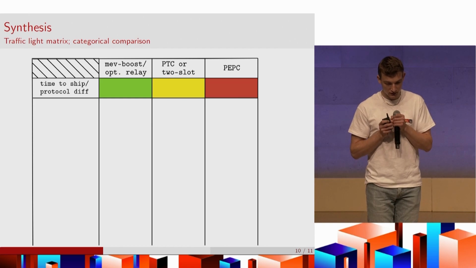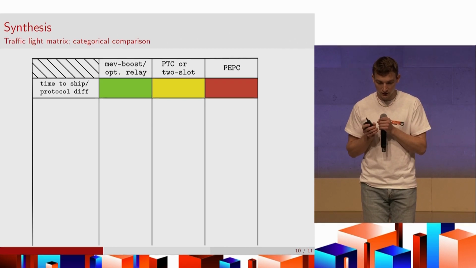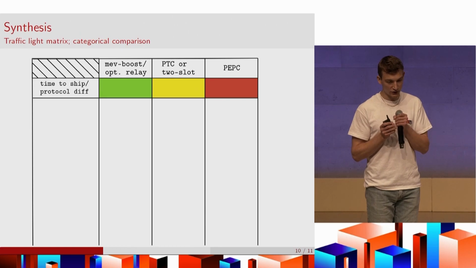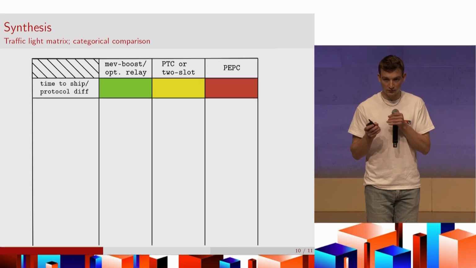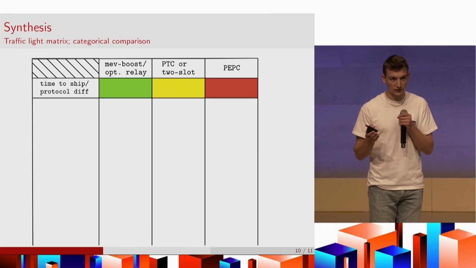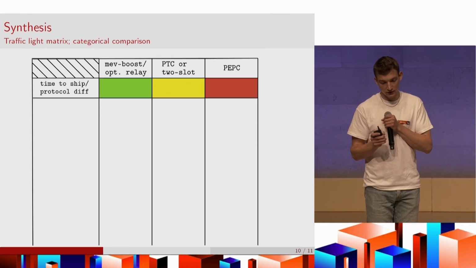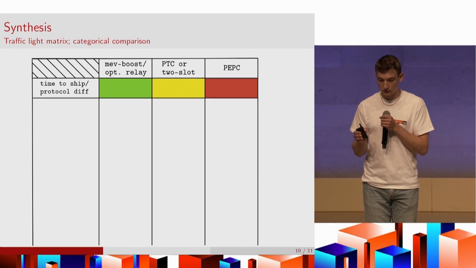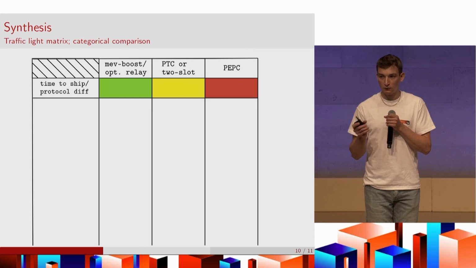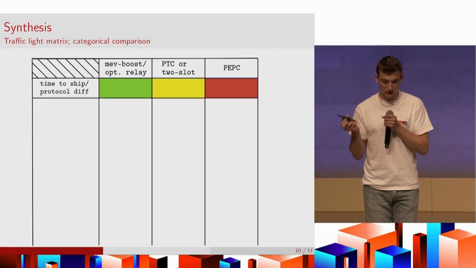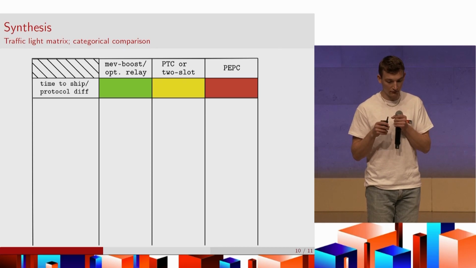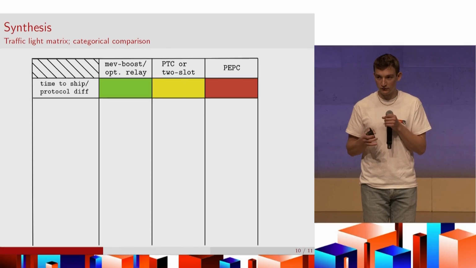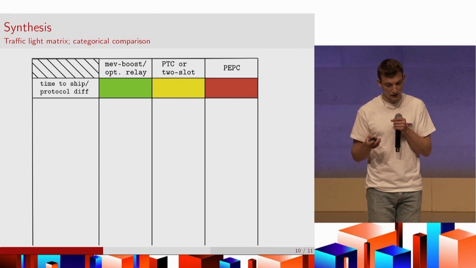So the first axis we can evaluate them on is the time to ship, or the protocol diff. So the MevBoost relay is already running. The optimistic relay roadmap is in progress. This is something we can do now. Oh, I should say the 3 colors: green, yellow, red. Green is the good outcome, yellow is the medium outcome, and red is the bad outcome. So that's why I call it the traffic light matrix. So yeah, MevBoost is already running. It's already in existence today.